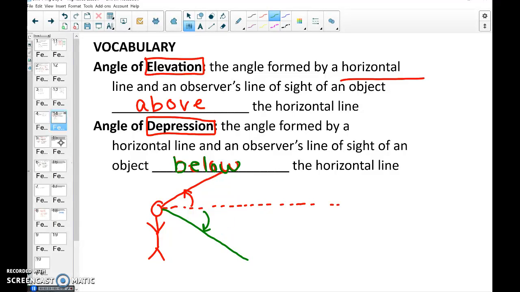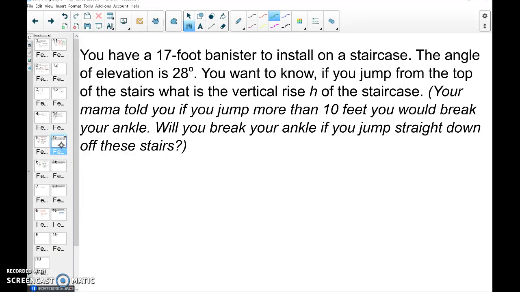I'm going to go through this first word problem with you, and then I'll help you at least start the second one, but you're mostly going to do that one and the third one solo. So first, let's read through it, get some keywords in here, and underline important stuff. You have a 17-foot banister to install on a staircase. If you're not sure what a banister is, that's the handrail along the side of the staircase. The angle of elevation is 28 degrees, so those are definitely important things I would need to know.